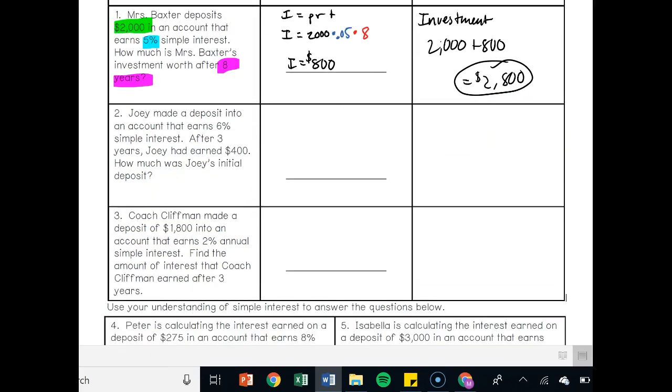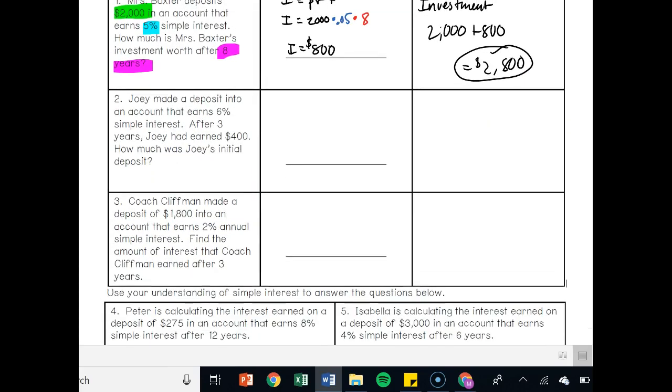So take a look at number 2. It says Joey made a deposit into an account that earns 6% interest. After 3 years, he had $400. What was his initial deposit? So we don't know what our principal is, right?